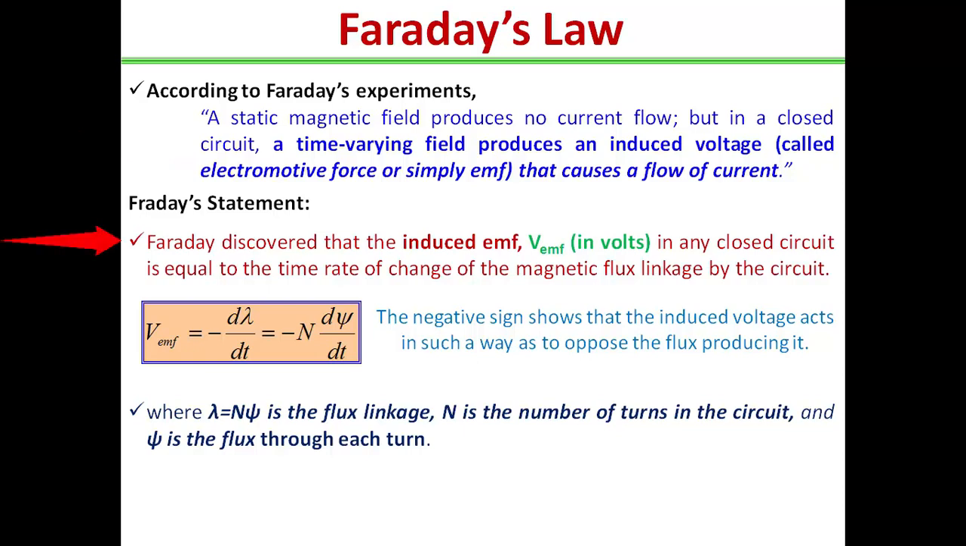Thus, Faraday discovered that the induced EMF, that is V_EMF in volts, in any closed circuit is equal to the time rate of change of magnetic flux linkage by the circuit. Mathematically, we can write V_EMF is equal to minus dλ/dt, where λ is equal to Nψ. So we can write it as minus N dψ/dt, where N is the number of turns in the circuit and ψ is the flux through each turn. The negative sign shows that the induced voltage acts in such a way as to oppose the flux producing it.